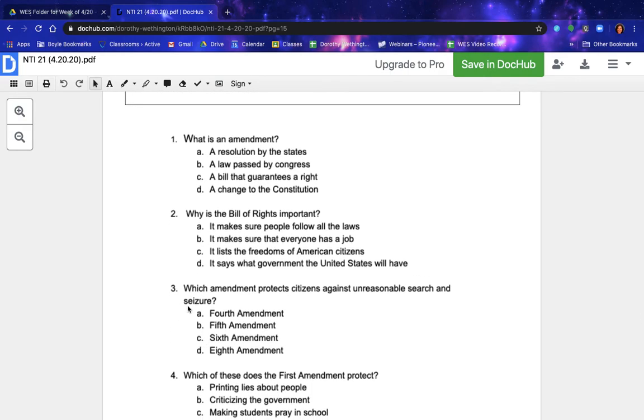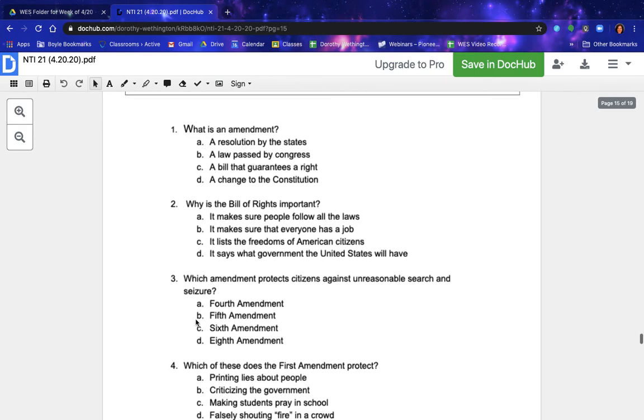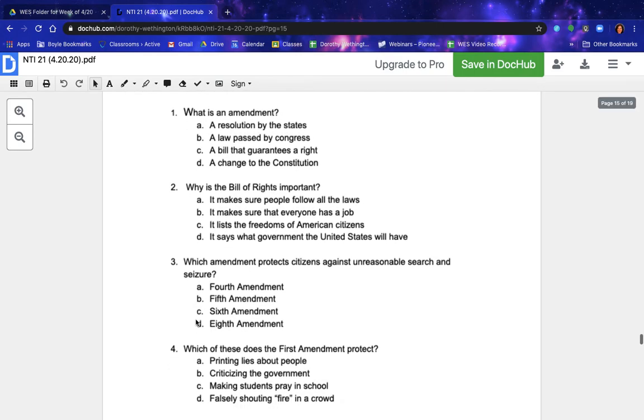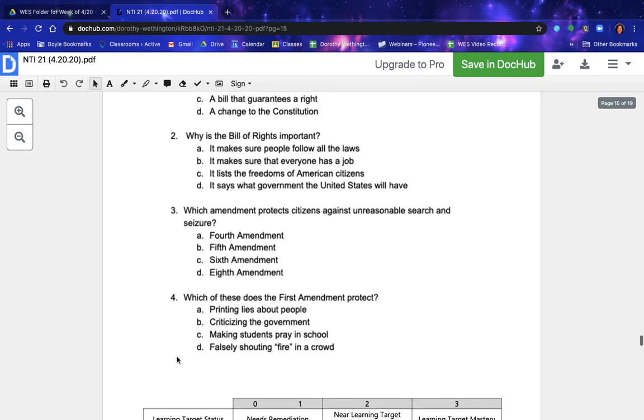Question 3. Which amendment protects citizens against unreasonable search and seizure? A, 4th Amendment. B, 5th Amendment. C, 6th Amendment. Or D, 8th Amendment. Number 4. Which of these does the First Amendment protect? A, printing lies about people. B, criticizing the government. C, making students pray in school. Or D, falsely shouting fire in a crowd.